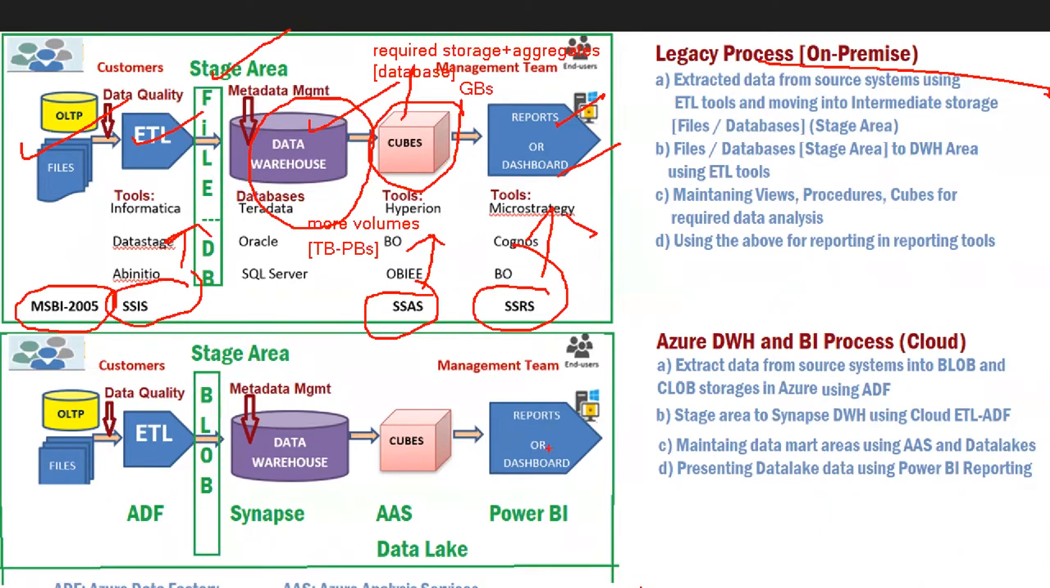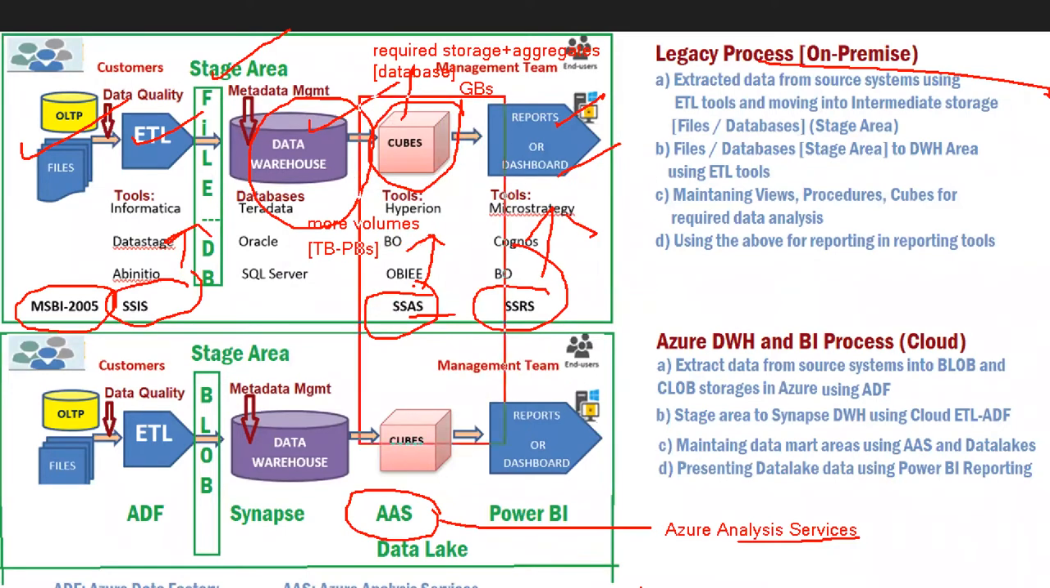Now, this is on-premises in MSBA level, SSAS. Coming to Azure level, AAS, Azure Analysis Services. So this analysis services at cloud level, this analysis services at on-premises level. Then what are the differences? Hoping you understand which component we are discussing. This is the component we are discussing.